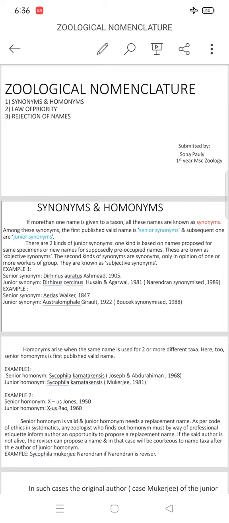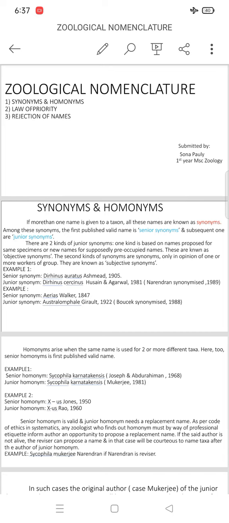As per the Code of Ethics in Systematics, any zoologist who finds a homonym must, by way of professional etiquette, inform the author and give an opportunity to propose a replacement name. If the said author is not alive, the revisor can propose a name, and in that case, be careful not to name taxa after the author of the junior homonym. For example, Psychophila Mukherjee, and Narendran is the revisor. If Mukherjee is alive, then Narendran can revise it and propose the name.